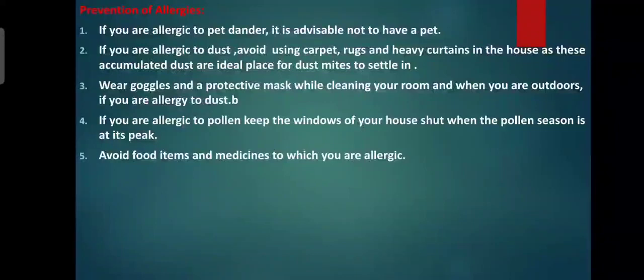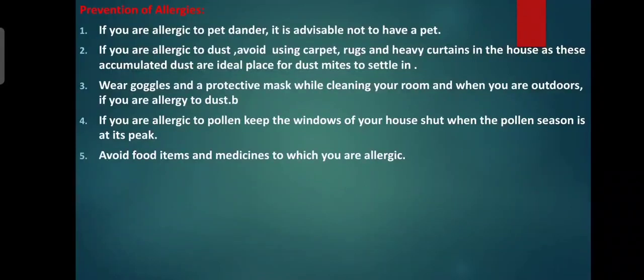Now move on to prevention of allergies. If you are allergic to some substances, take the following precautions to prevent allergic reactions. Number 1. If you are allergic to pet dander, cat or dog, it is advisable not to have a pet. If you have a family pet, keep it out of your bedroom at the very least. If possible, do not allow it into common areas such as the living room. Wash your hands with soap and change your clothes after handling pets.